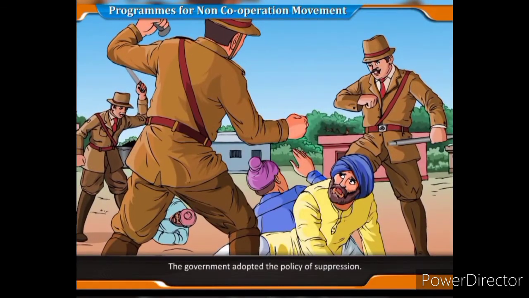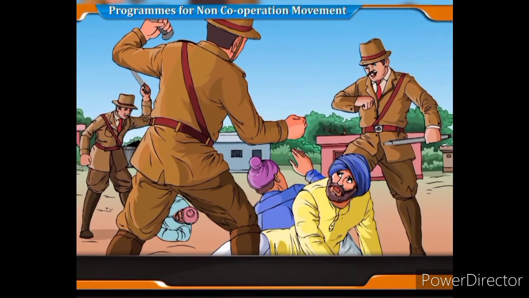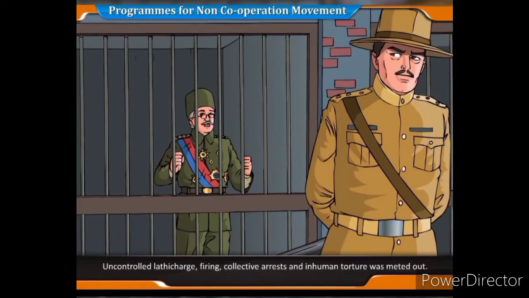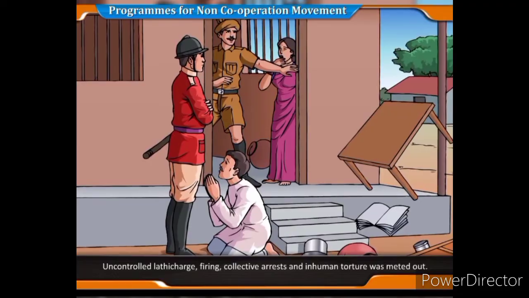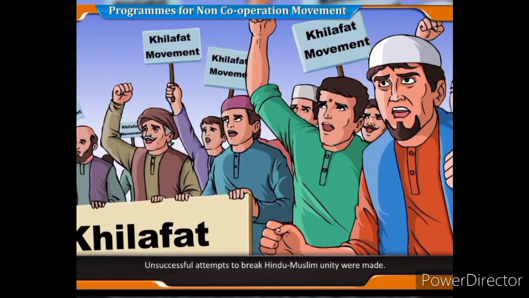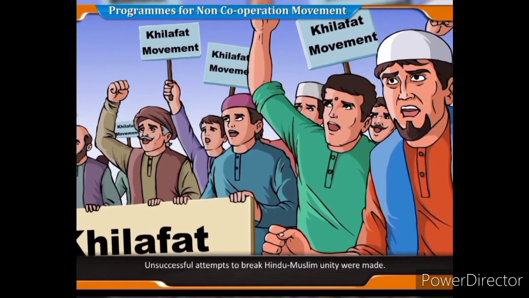The government adopted the policy of suppression. Uncontrolled lathi charge, firing, collective arrests, and inhuman torture were meted out. Unsuccessful attempts to break Hindu-Muslim unity were made.